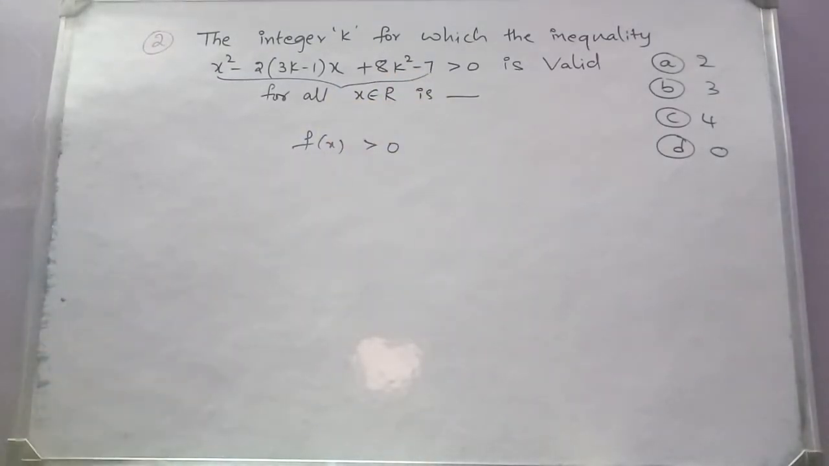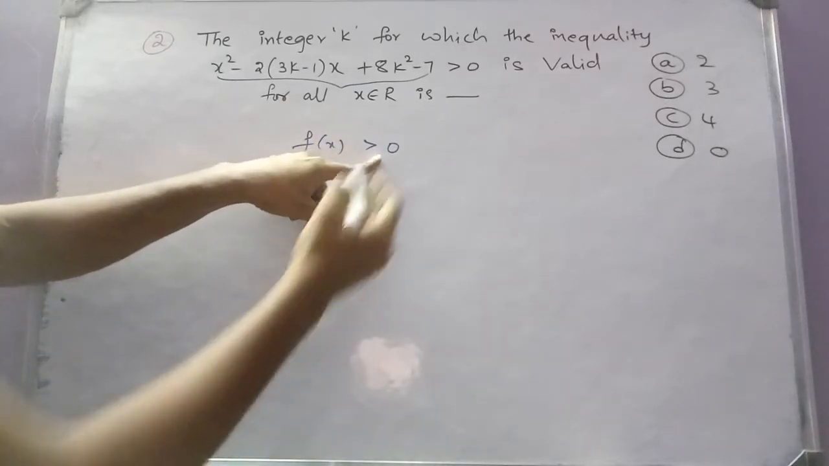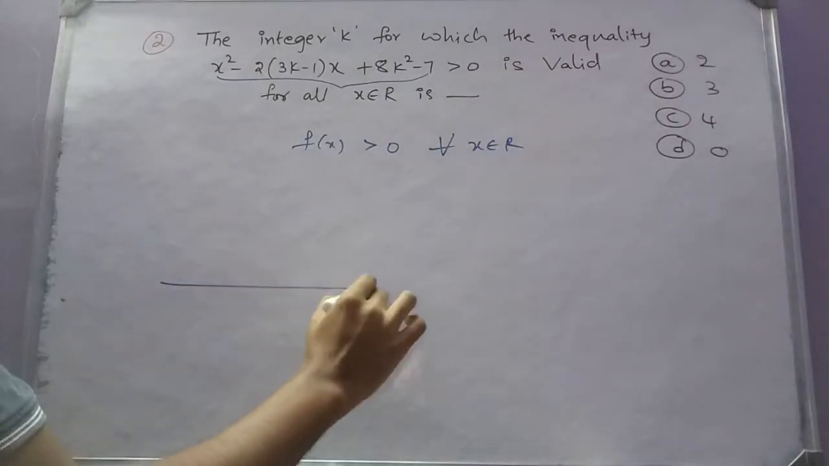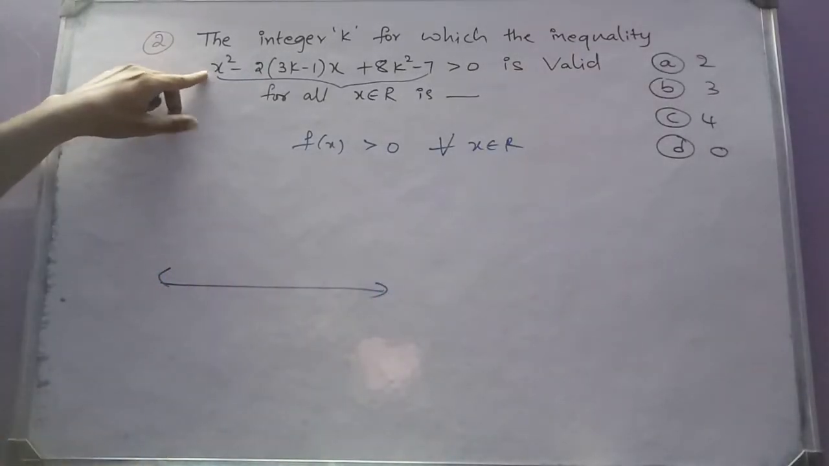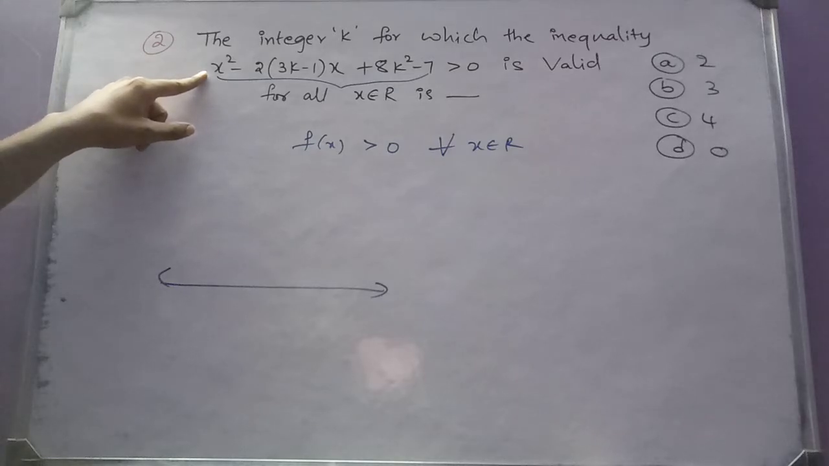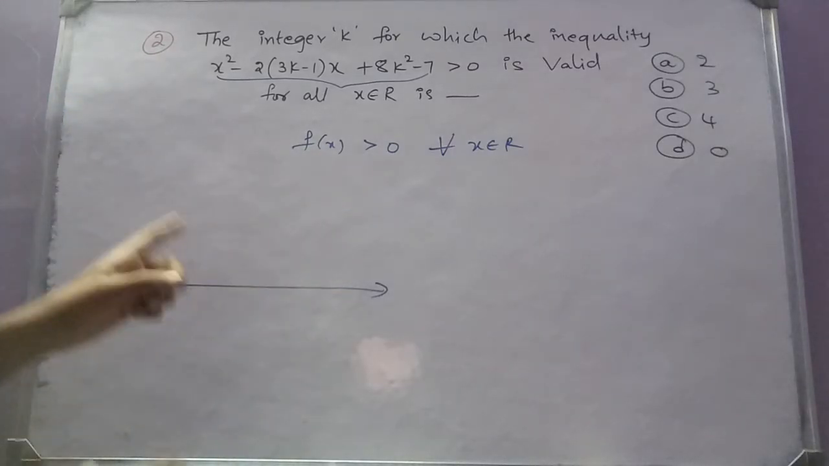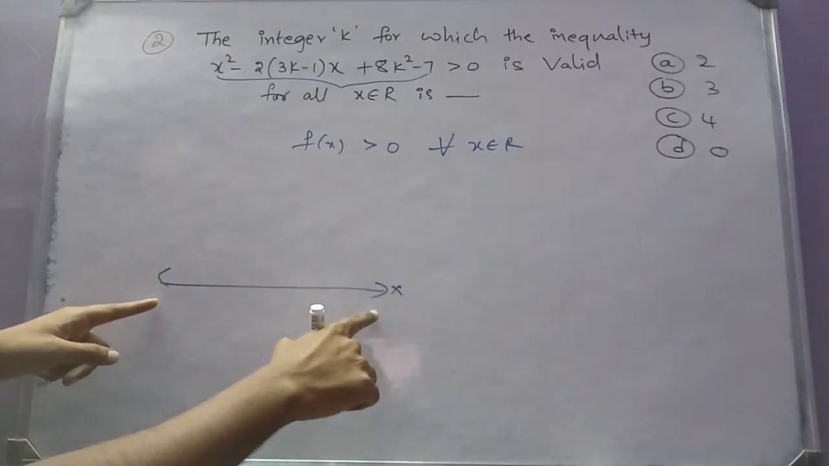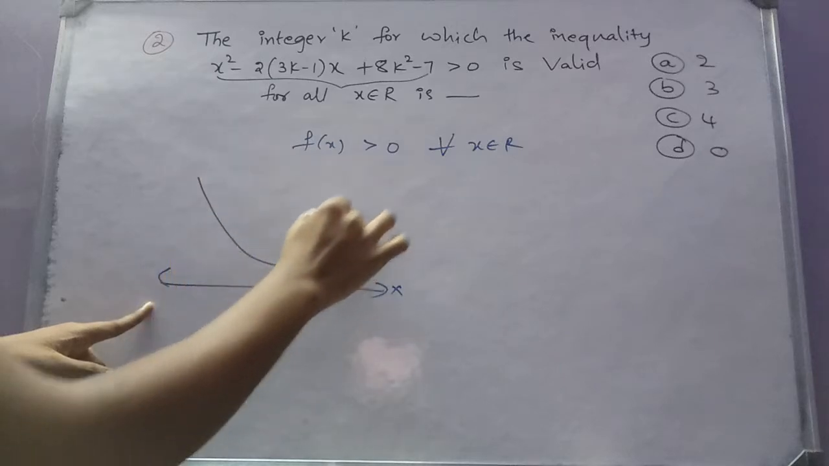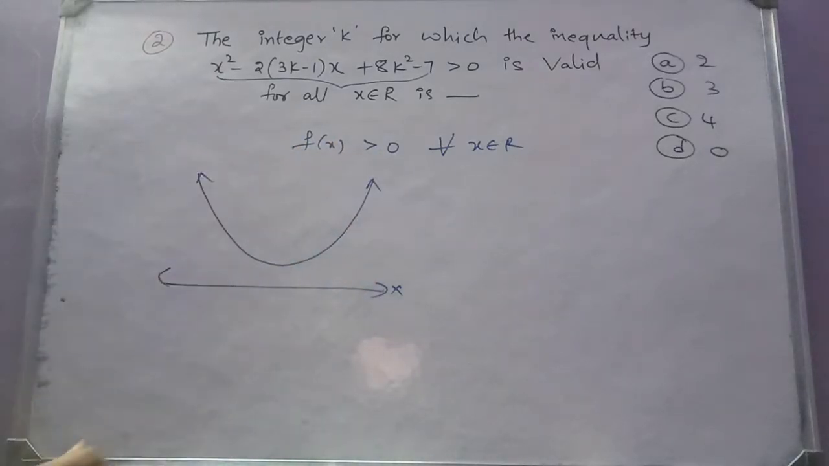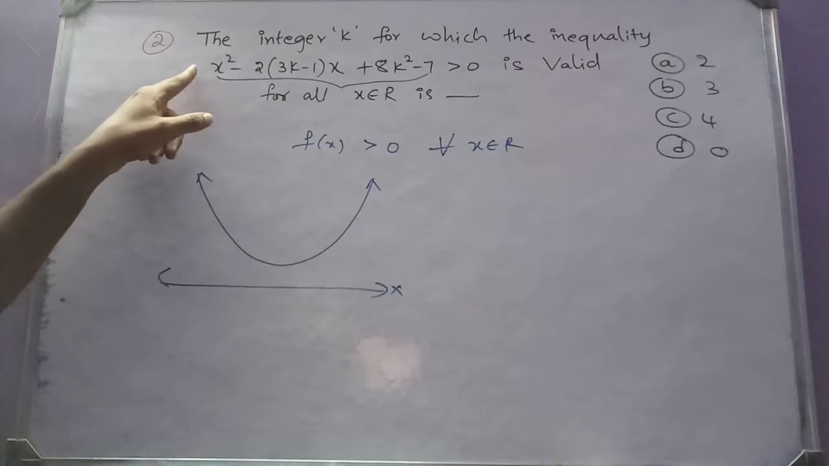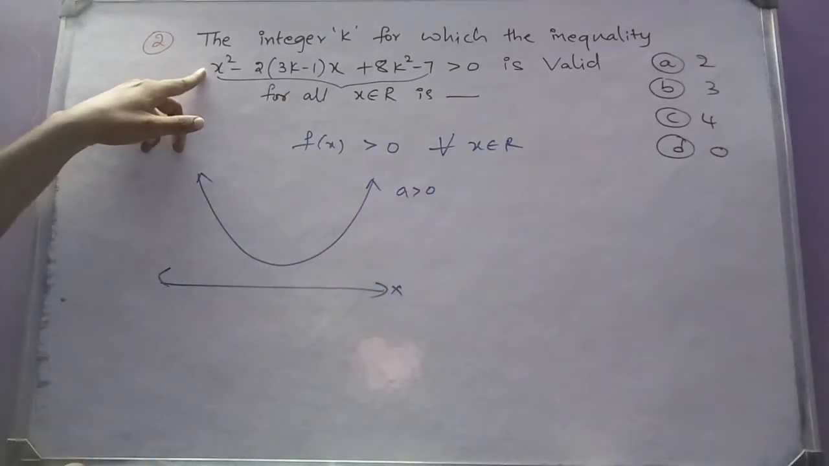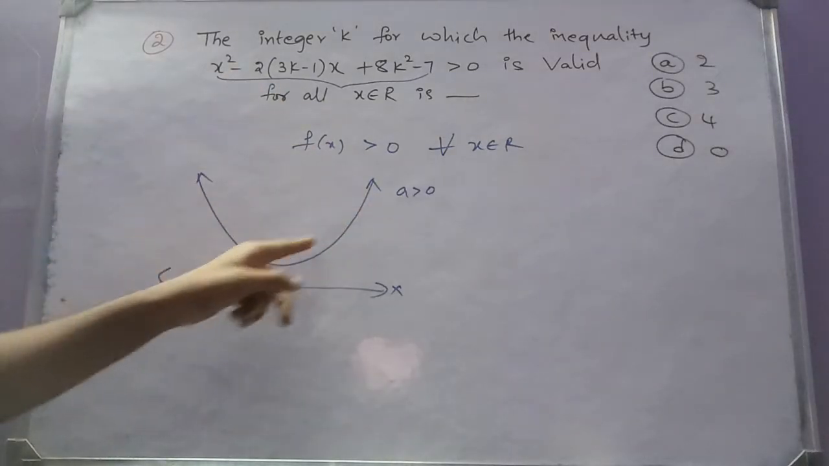He told that according to the question, f of x is greater than 0 for all x belongs to R. And if you see the graph of this, observe that the coefficient of x square is 1, which means positive. So the graph is an upward parabola. And he told that for all inputs, that means for all x belongs to R, f of x is always positive. That means it is completely above x-axis. It is an upward parabola because the coefficient of x square is greater than 0. Coefficient of x square is a, which is positive. So a is greater than 0. It is an upward parabola.